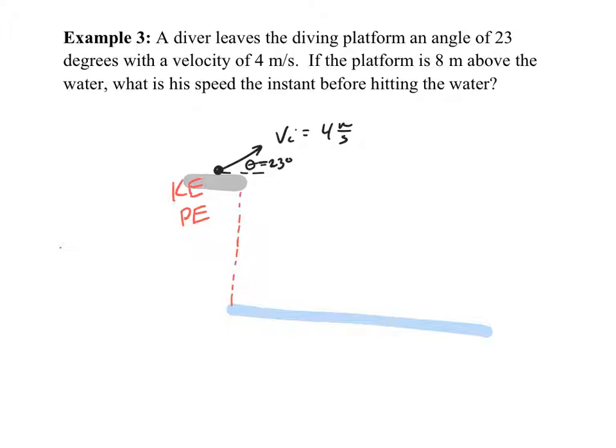So it has potential energy based on its height to start, right? mgy. And it's got kinetic energy based on its velocity to start. Agreed? The question now says, though, if the platform is 8 meters above the water, what is his speed the instant before hitting the water? So the diver dives outward, follows the trajectory, is about to impact the water at this spot, and the question is, what is that value?